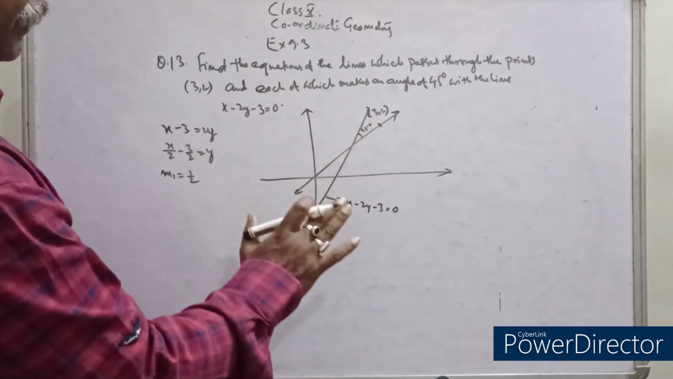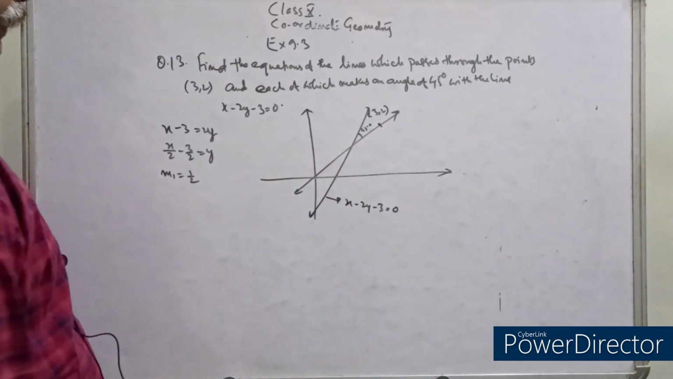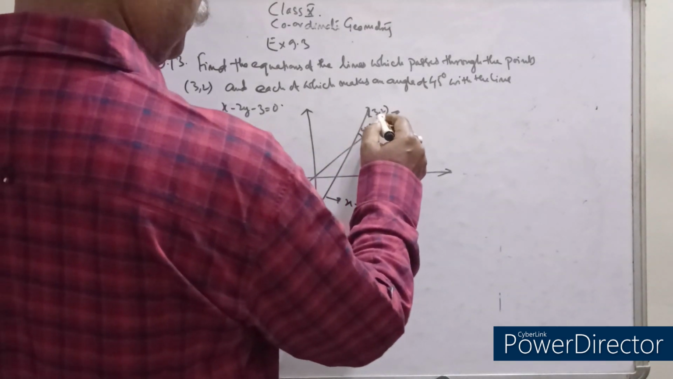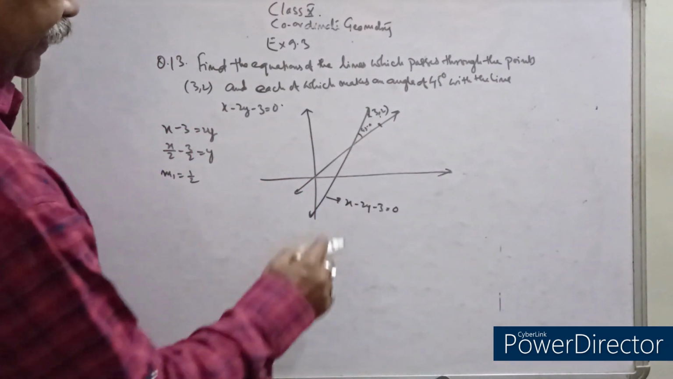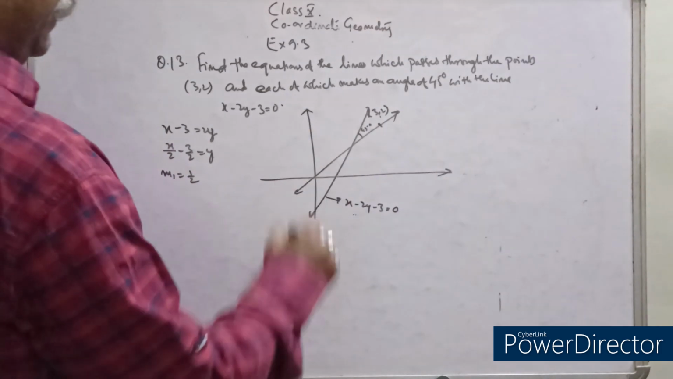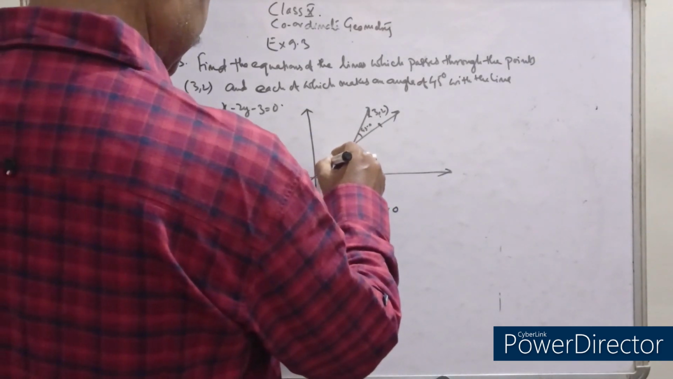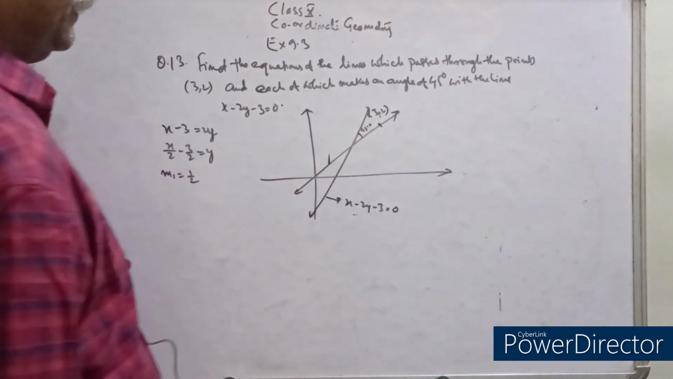As per your question, the graph is somewhat like this. This is the line which is passing through the point (3, 2), and this is another line which is making an angle of 45 degree with this line. So you have to find out the equation of this line.